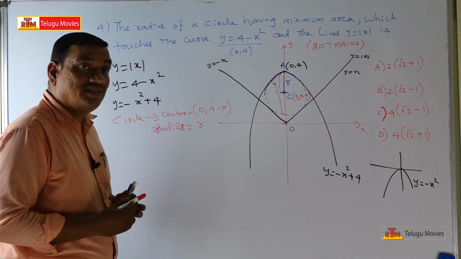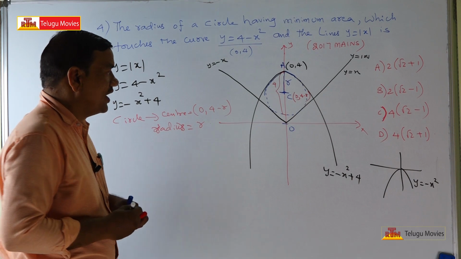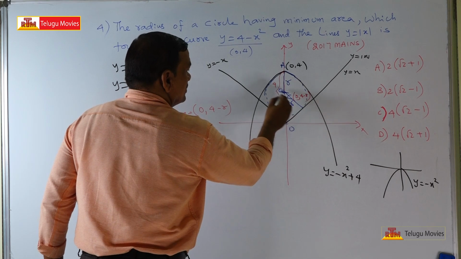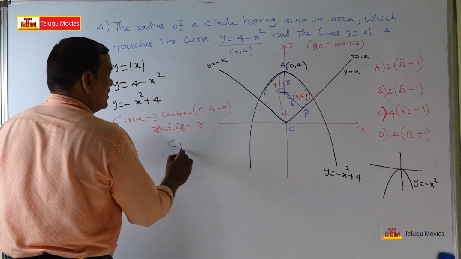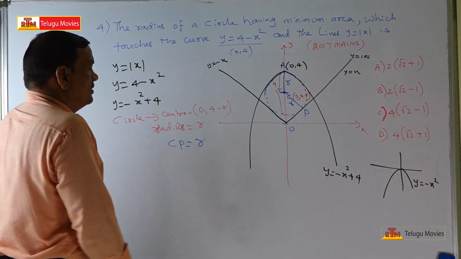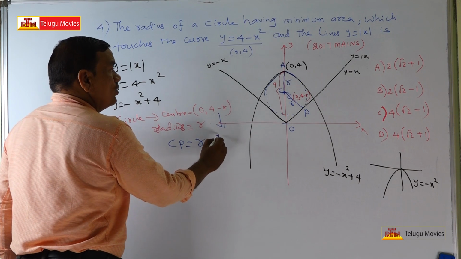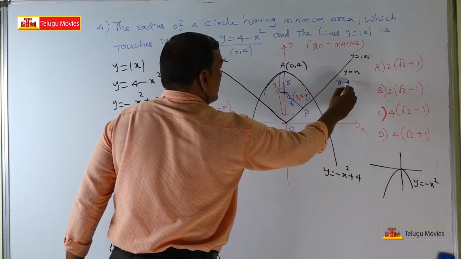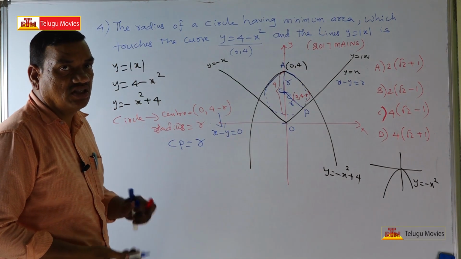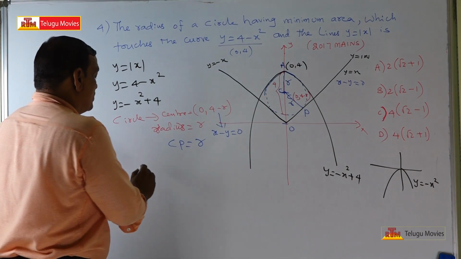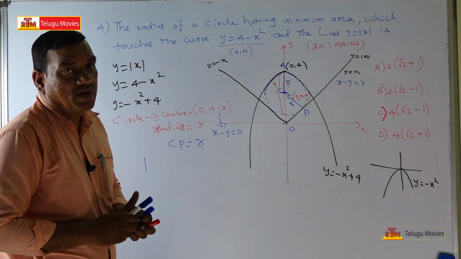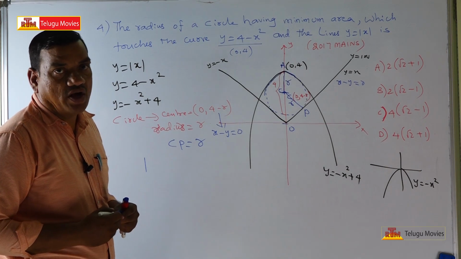Now, this circle touches the line y is equal to x, which means this length is also R. The perpendicular distance from this center C to the point P is equal to R. That means the perpendicular distance from the center to the line y is equal to x, that is x minus y is equal to 0, is R. So let us find the perpendicular distance. As we know, the perpendicular distance formula is the modulus of ax1 plus by1 plus c under the square root of a square plus b square.